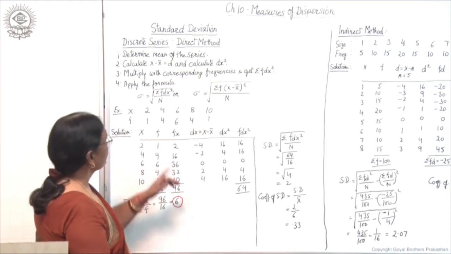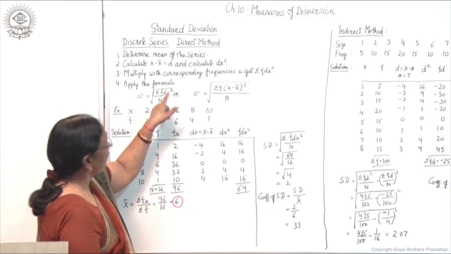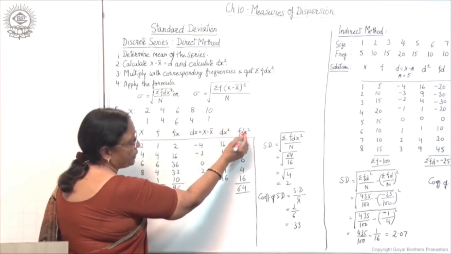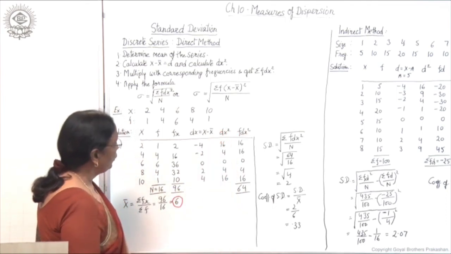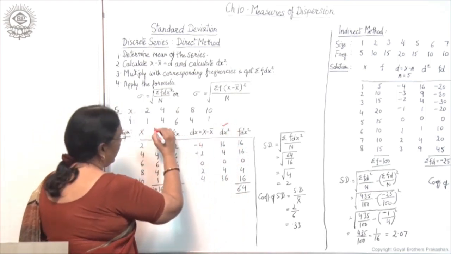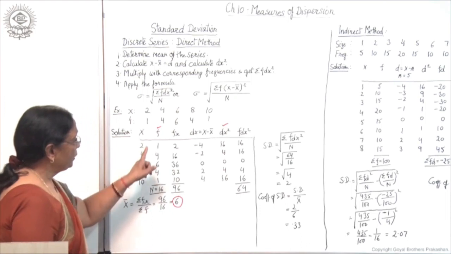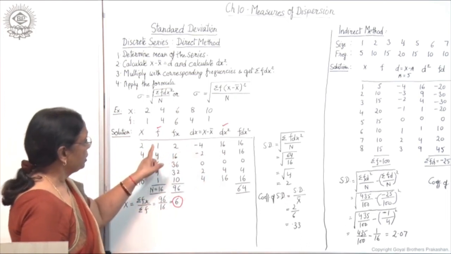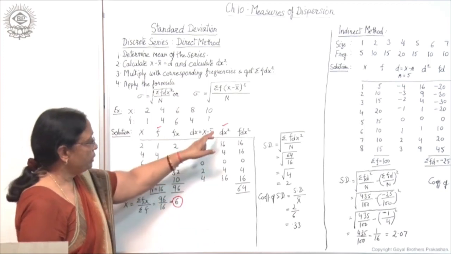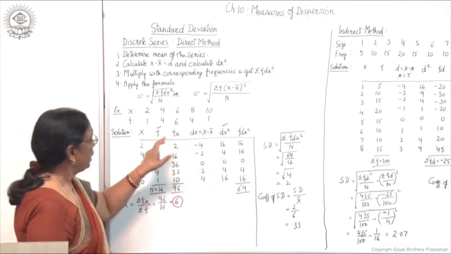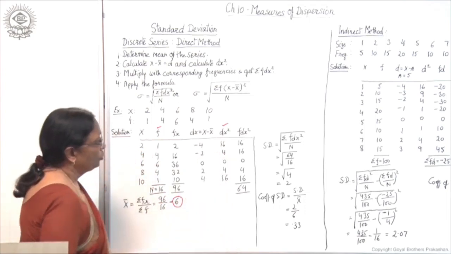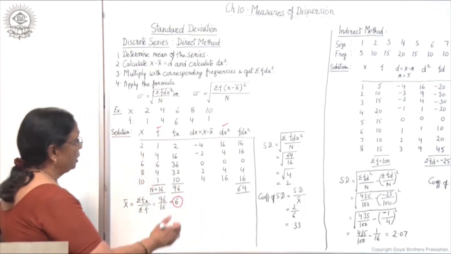Now, next step is your formula says sigma f dx square. Dx square you have done. Now, you need f dx square. How will you get it? Dx square, this column, and f. Multiply these two columns, then you get f dx square. Because dx square is already given here and f is here, multiply these two columns to get f dx square.